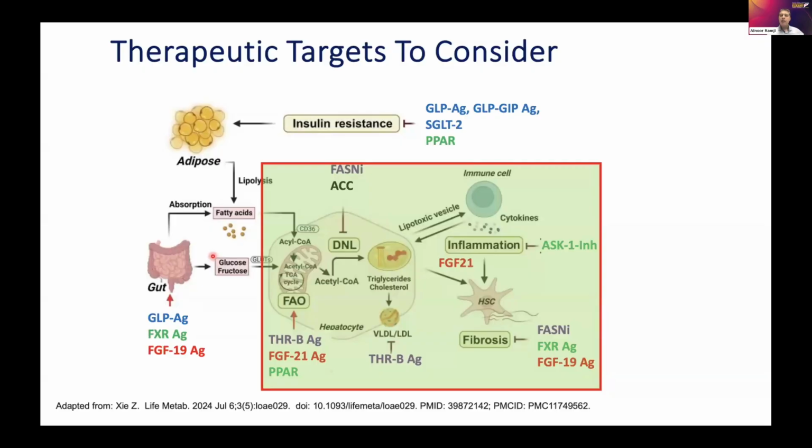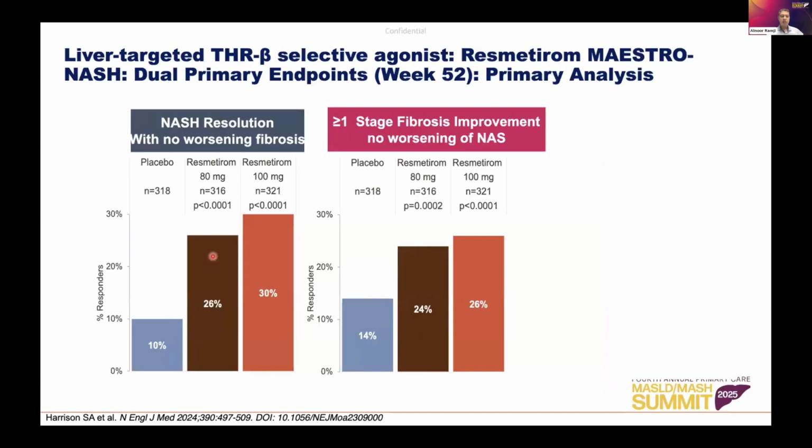And when we look into the liver, it's essentially in that green box that you see, and these are different agents which are in clinical trials for persons with fatty liver disease. And then if you look outside the liver, it's mostly in the context of incretin therapies to try and affect insulin resistance. Let's look first into the liver.